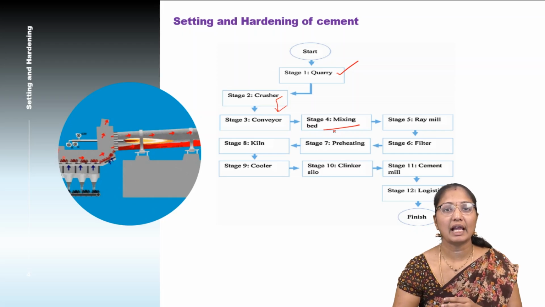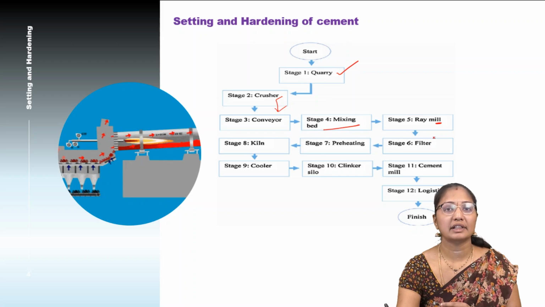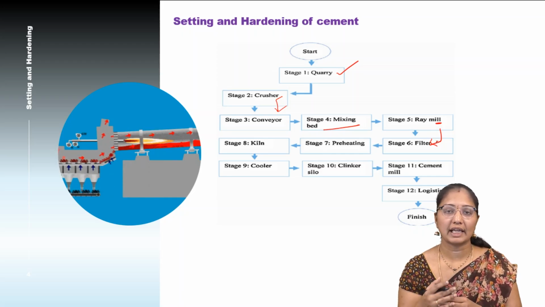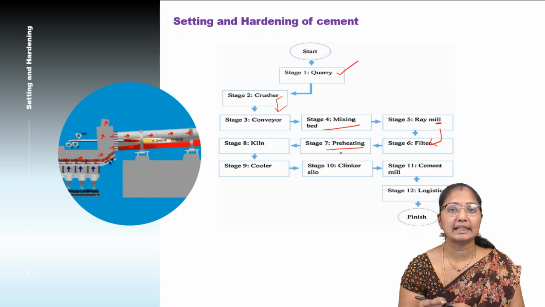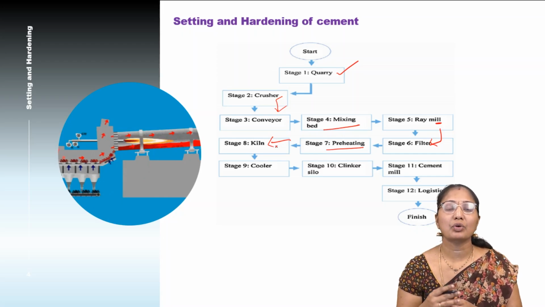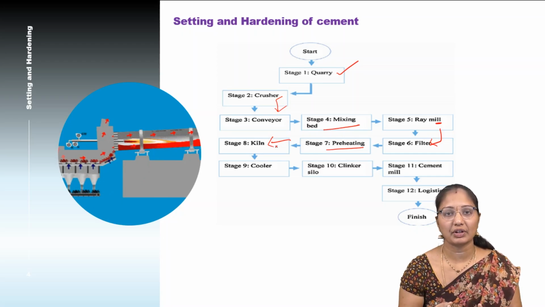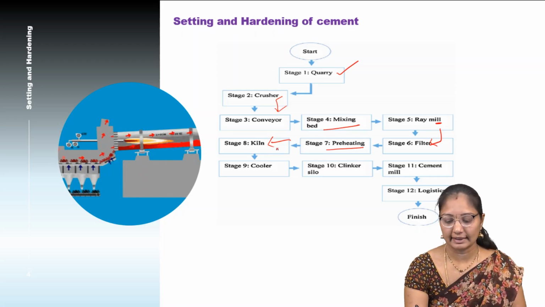There the mixing happens and a homogeneous mixture is obtained. Then it enters the raw mill, and then it undergoes filtering and preheating. Here, to convert the calcium silicate or magnesium silicate or calcium aluminates, the mixture has to be heated to remove the excess carbon dioxide, so the preheating has to be done. Again it enters the kiln, where it is heated from 500 to 1400 degrees centigrade. Then it enters the cooler.